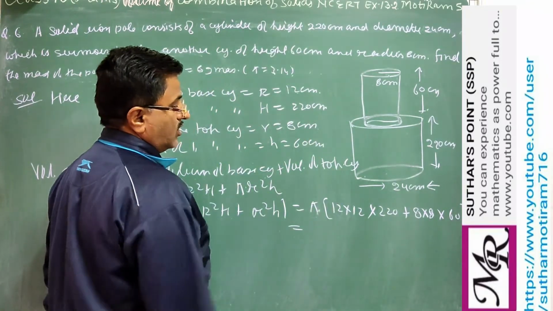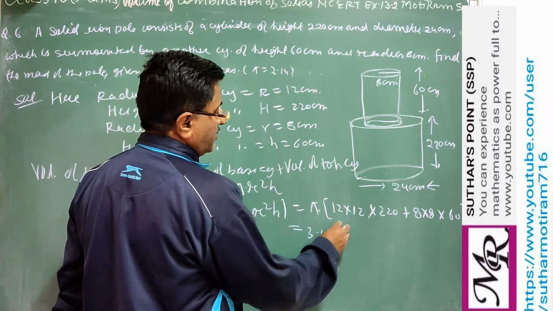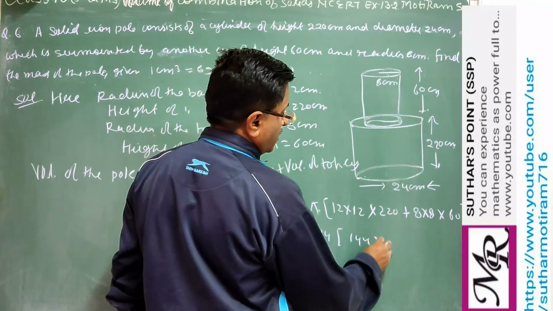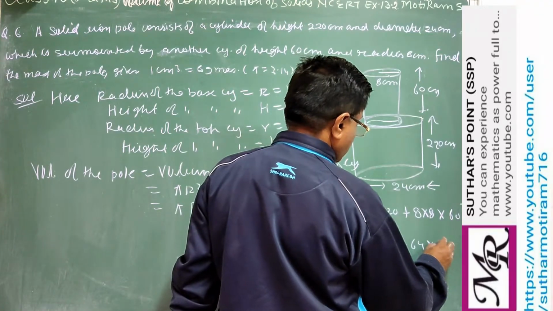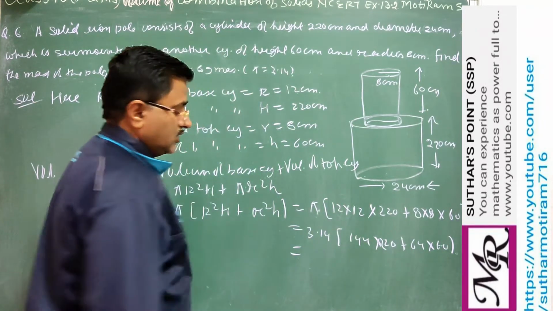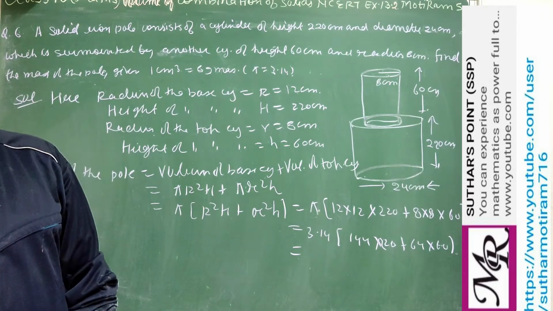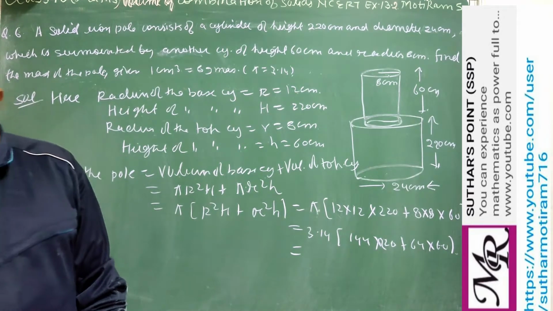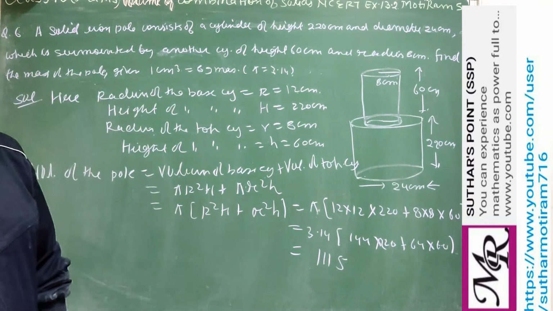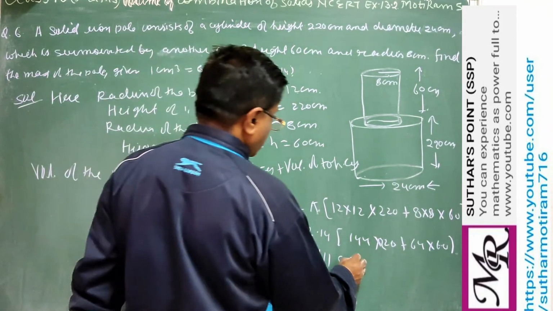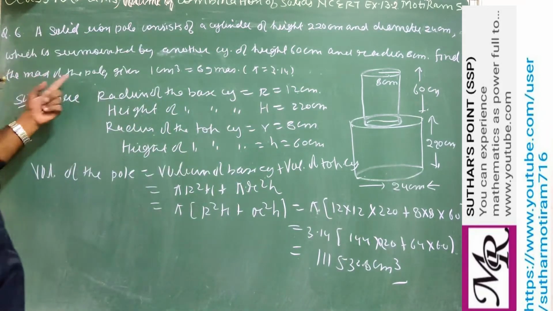So you can solve this by multiplying and putting the value of pi as 3.14. 144 into 220, plus 64 into 60. So after calculation we get the total volume of the pole as 111,532.8 cubic centimeter.